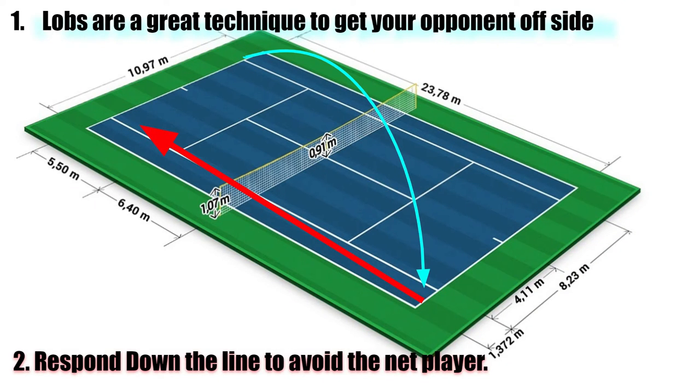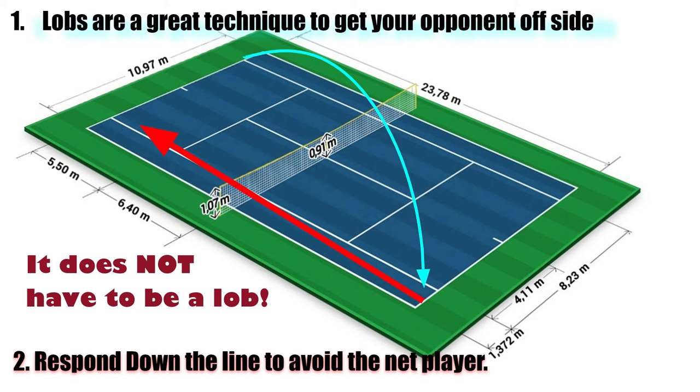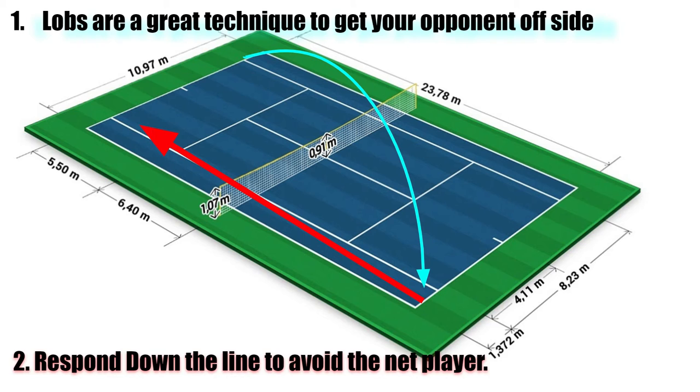All right, so again, let's talk about what we've learned. Number 1, lobs are a great technique to get your opponent off sides. So we definitely want to use the lob, but we also have to understand how we respond when we get lobbed. So when we get lobbed, we want to send that ball back down the line. You do not have to lob it down the line, but you do have to remember that the net is 6 inches higher on the side, so you must give yourself 2 to 3 feet of clearance.